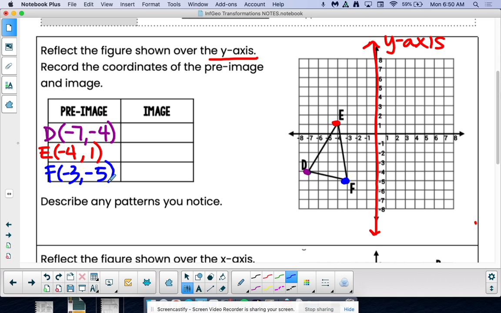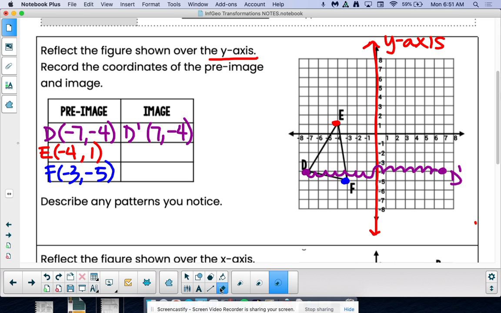And now, how do we figure out where we end up when we reflect? Well, it's quite simple, you guys. We really just count. How far away is point D from my line of reflection? Again, just count. 1, 2, 3, 4, 5, 6, 7. So now I have to go 7 in the opposite direction. 1, 2, 3, 4, 5, 6, 7. So this is where D is. D prime is at 7, -4.